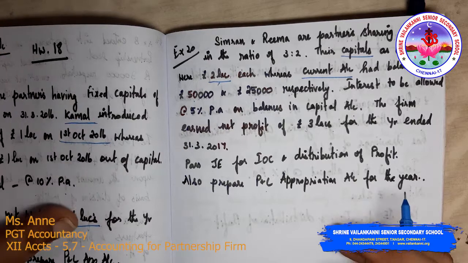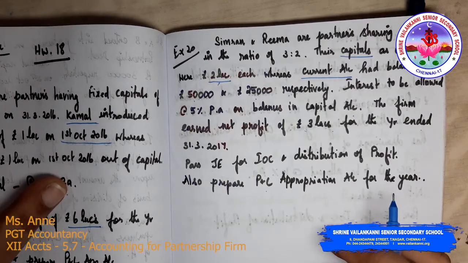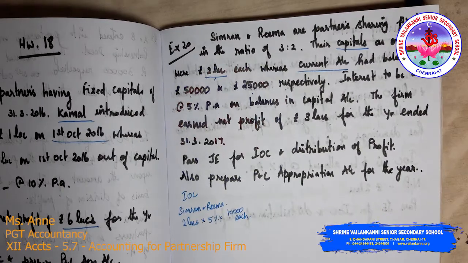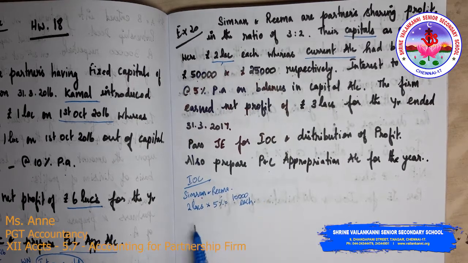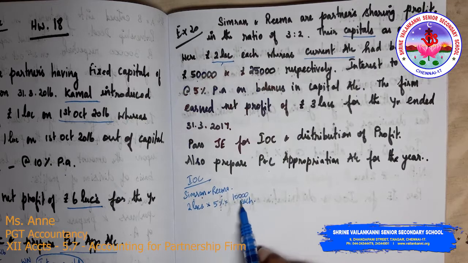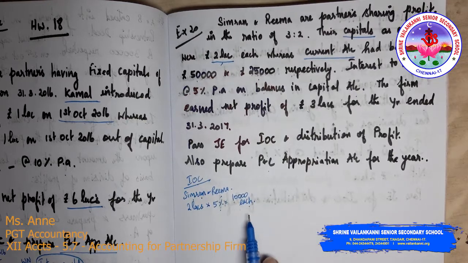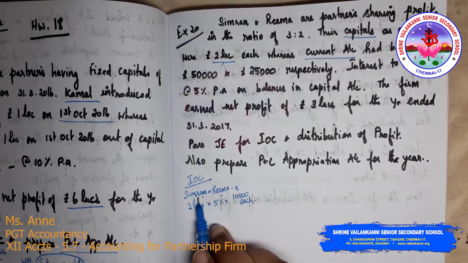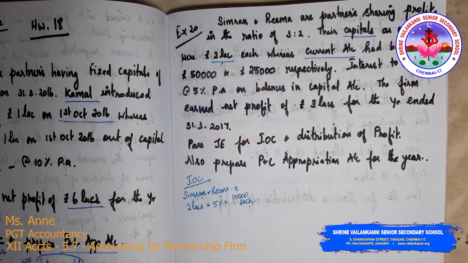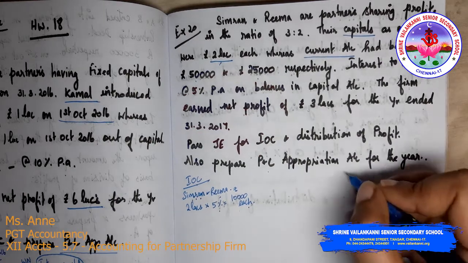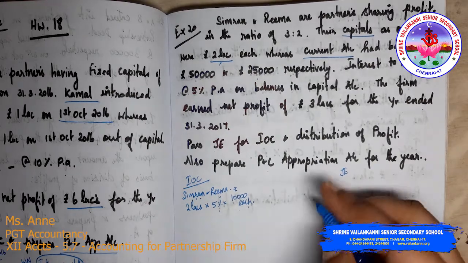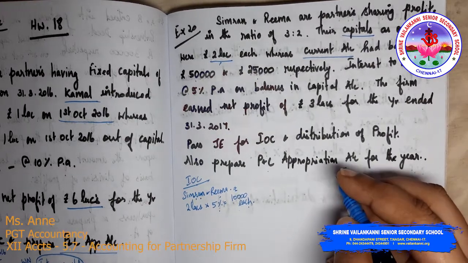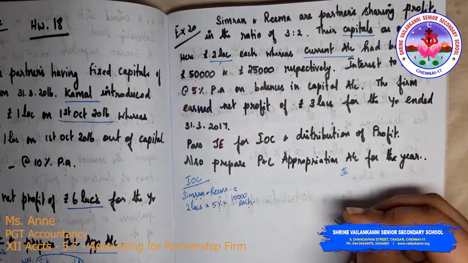First we have to calculate how much is the interest on capital. For Simran as well as Reema, we have 2 lakhs into 5%, which is 10,000 each. So interest on capital comes to rupees 10,000 for Simran as well as separately for Reema. So we have to have the journal entry. So I'm just preparing the journal entry here. In this problem I will just teach you how to prepare the full-fledged journal entry.